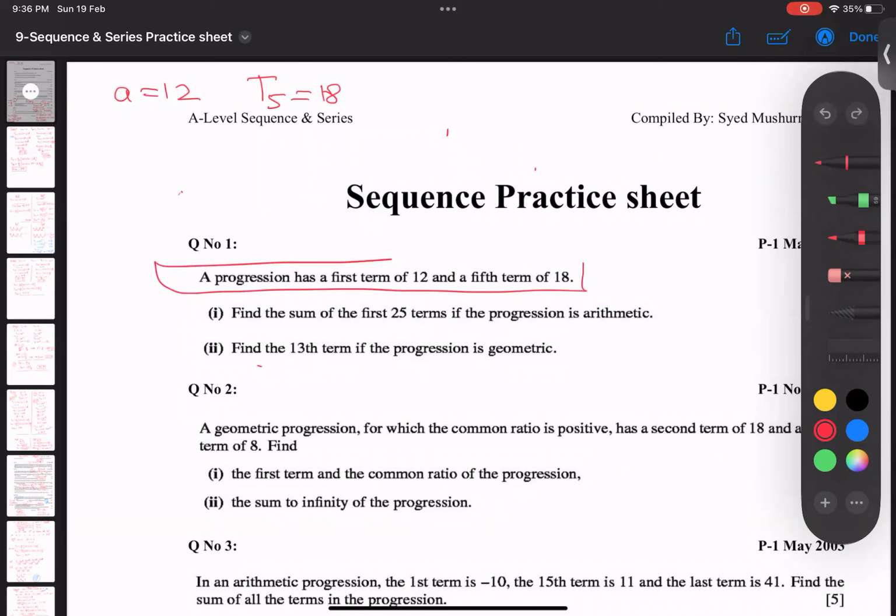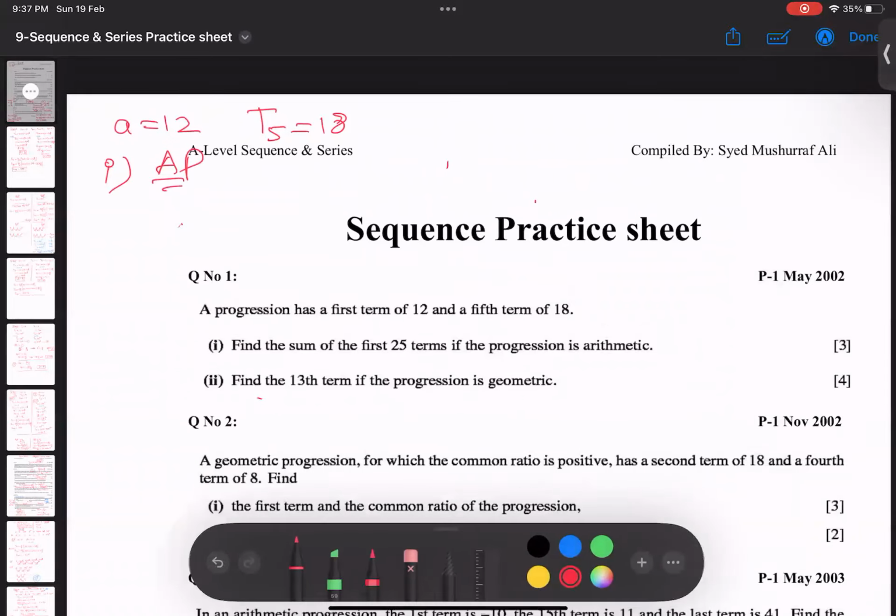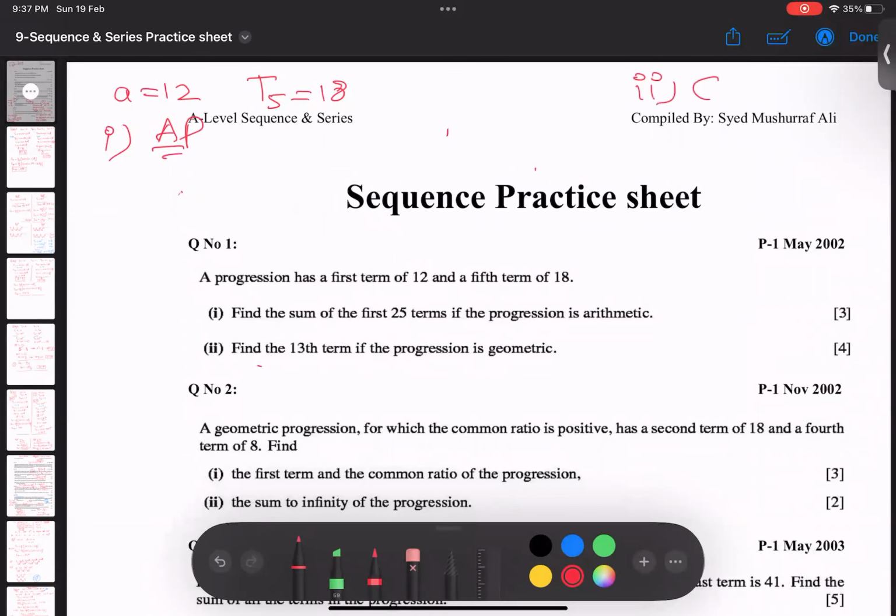In the first line, he did not mention AP or GP at all. But in part 1, he said it is arithmetic progression. So arithmetic progression means I will go for arithmetic. It means the first part is AP. I'm writing the title here, AP. And the second part is GP. So I will write the title here, GP. Let's start. He's saying find the sum of the first 25 terms. So I'm looking for S25. Okay, good. And let's deal with this one.